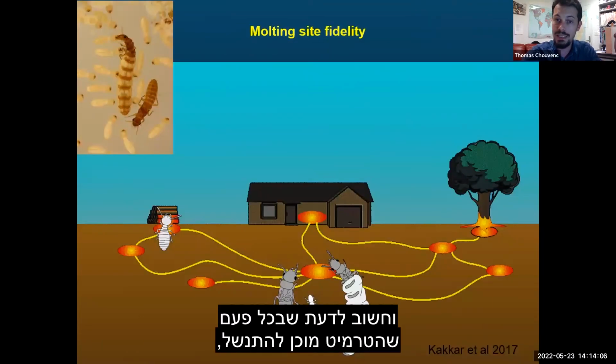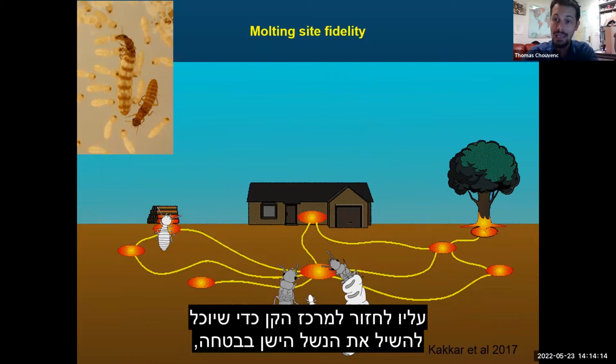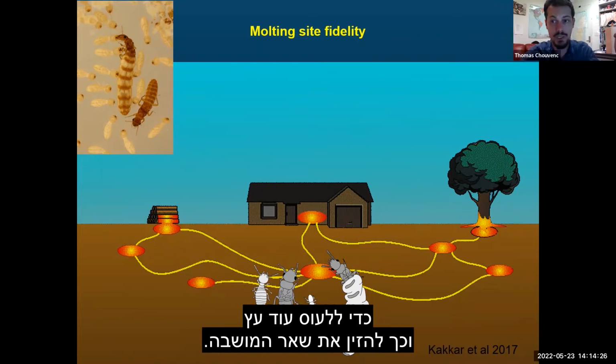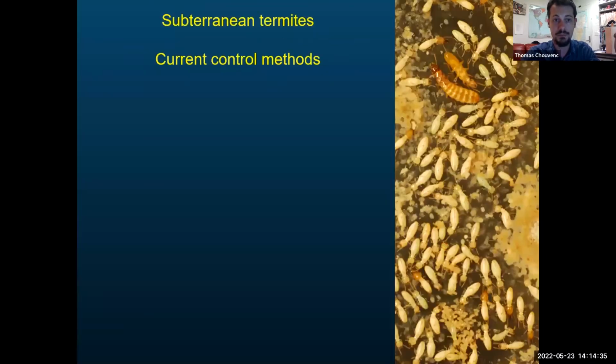And what's important is every time a termite is ready to molt, let's say this worker that has been at the foraging site feeding on wood, it has to come back to the center of the nest to be able to molt safely, shed its old cuticle, create a new one, and go back to the foraging site to chew on more wood to feed the rest of the colony. So this is what we call molting site fidelity, where they have to go back home to molt safely.